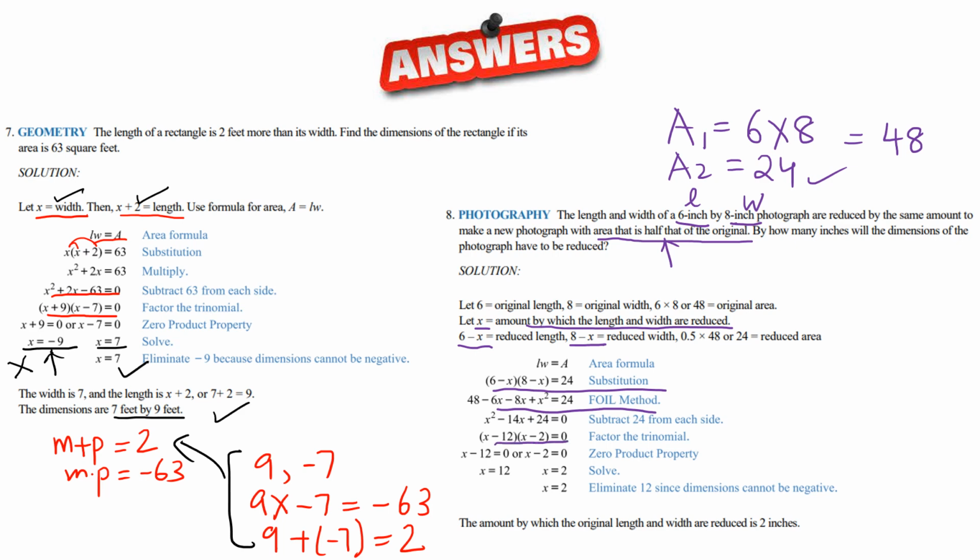And from here you get two values of x, 12 and 2. So eliminate 12, since the new dimension cannot be negative. So the amount by which the original length and width are reduced is 2 inches. You have to just say the value of x, so that is 2.